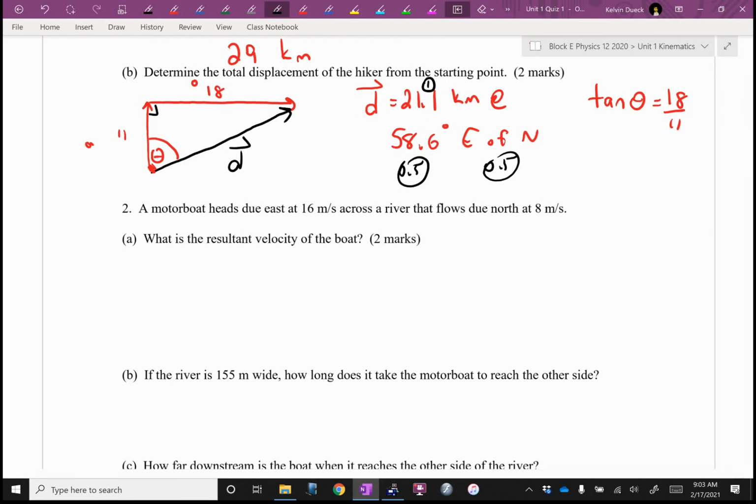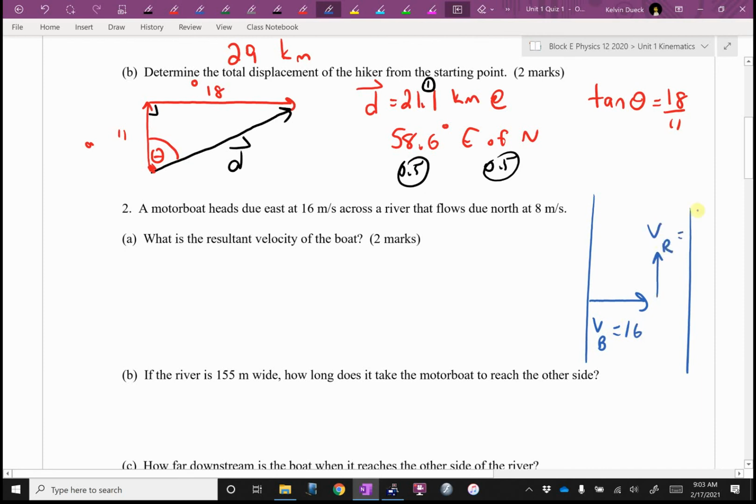I'm going to DULP. For the river to flow north, I'm going to draw my river, I think, over here. That gives me some vertical space. So we have the motorboat heading due east. V boat is 16. V river is 8. This is a bit different from the one we did in the homework or in our lesson, but in the lesson I gave you the slanty resultant and we found the components. Here I've given you the components and we can find the resultant.